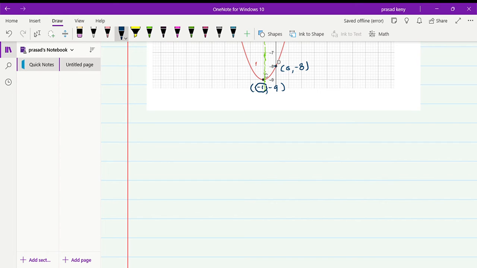So to sketch any quadratic graph, first you have to determine the y-intercept, then the x-intercepts, the turning point, and you have to write the equation of the axis of symmetry if it is asked of you. So I will give you some problems for practice.